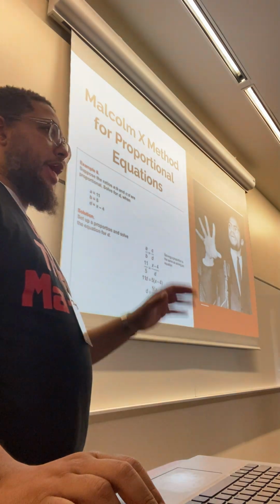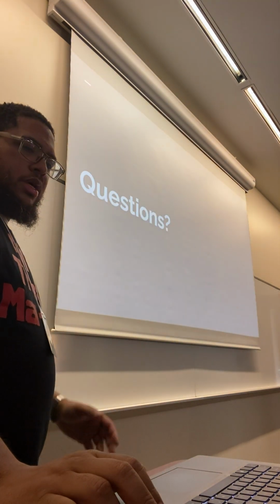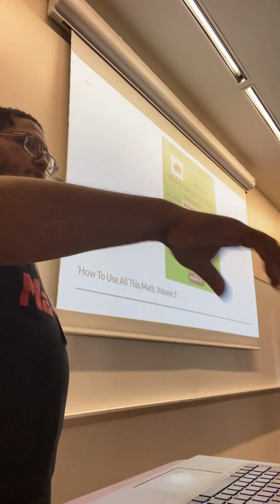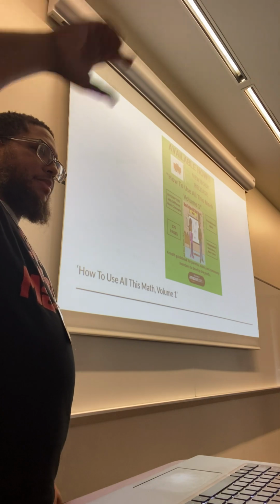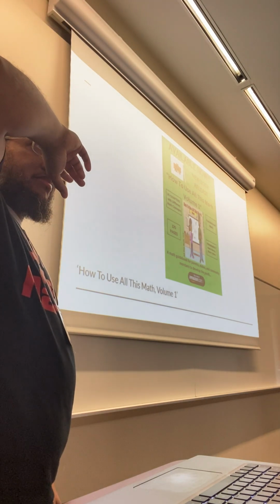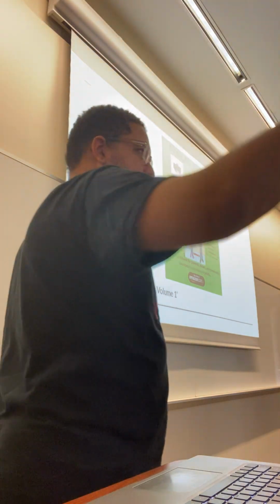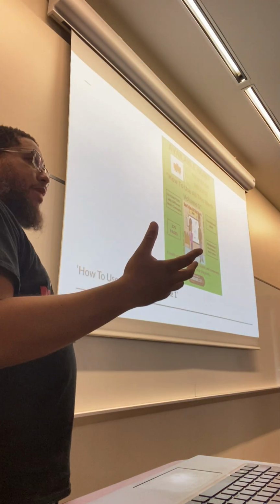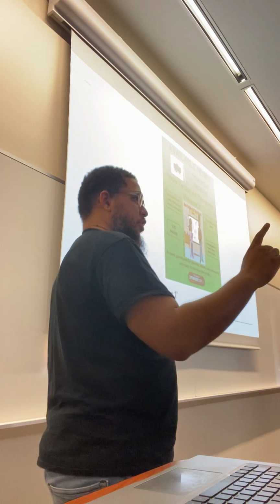So this is a way to really actually do it. Questions? Well, before I get to the questions, since we're also talking about the STEM pipeline, and I mentioned the book Multiplication Is for White People by Lisa Delpit earlier, I wrote a book in June called How to Use All This Math, Volume 1. This is the first in the series.